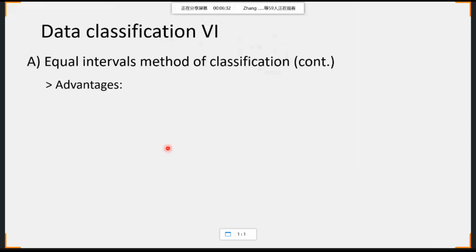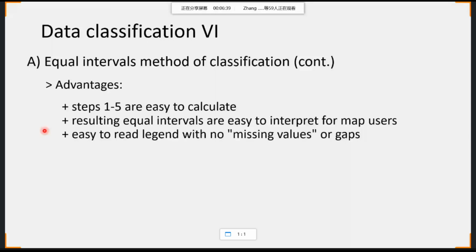Now, what are the advantages of this method? The 5 steps are easy to calculate. The resulting equal intervals are easy to interpret for map users. Easy to read legend with no missing values or gaps. So in between the classes, there are no gaps. Where one class ends, the next class starts. This is meant here. You will see then with other methods that this is not always the case.